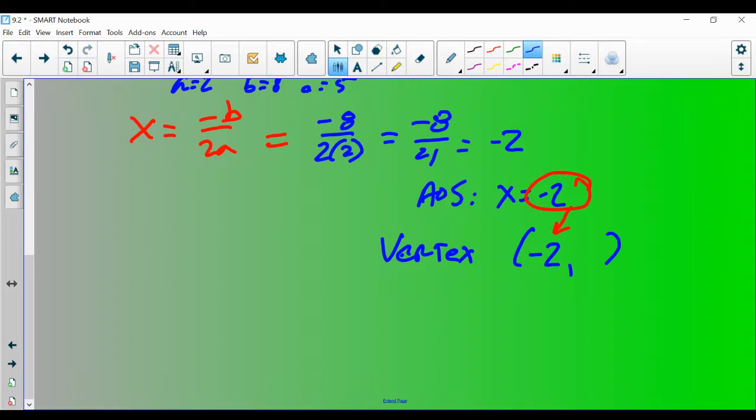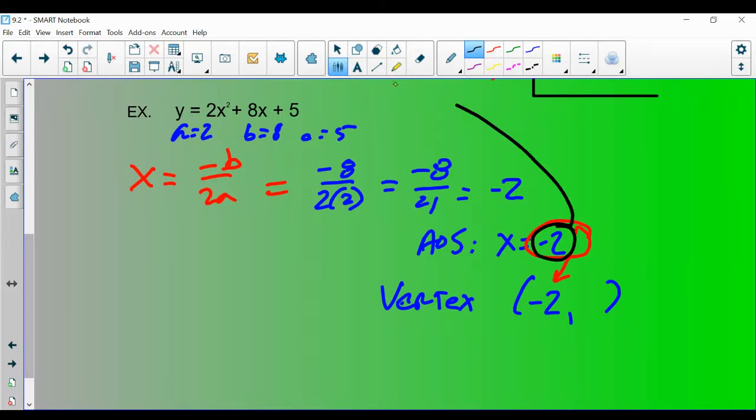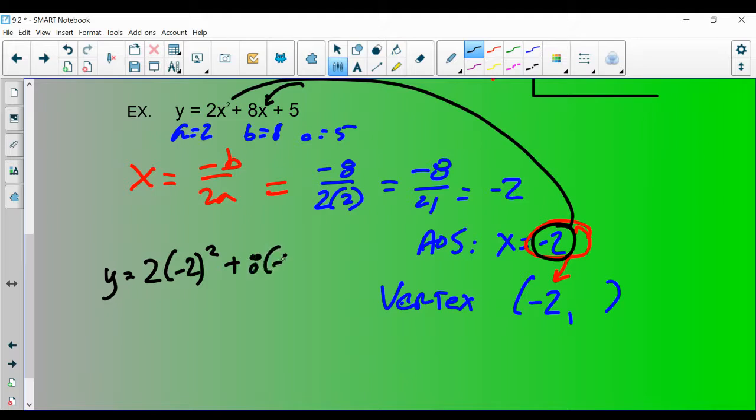The way that you are going to find out what the y value is is to take negative 2 and plug it in for the x's here and there. So when I do that, it's going to say y is equal to 2 times negative 2 squared plus 8 times negative 2 plus 5. I took whatever the axis of symmetry is, and I plugged that in for x here and here. We got to do some basic math.